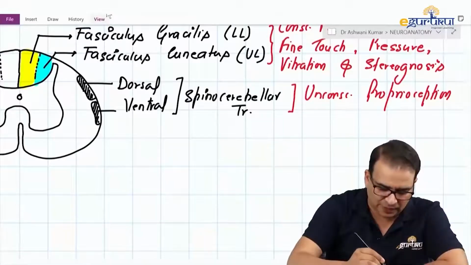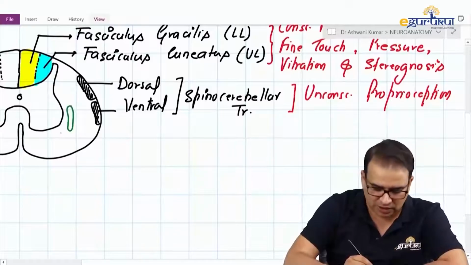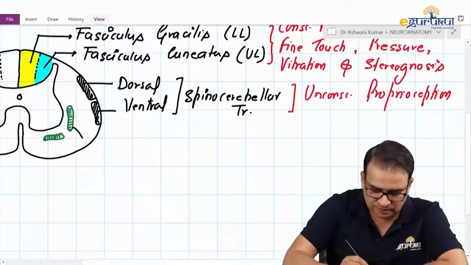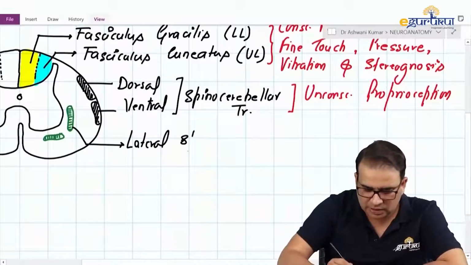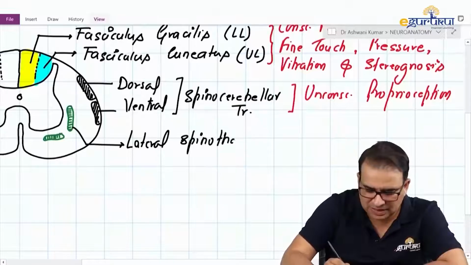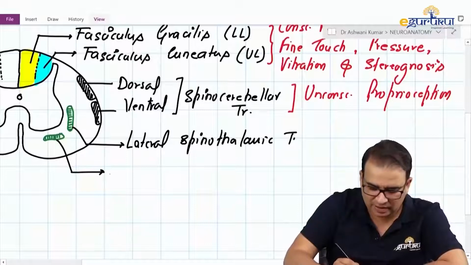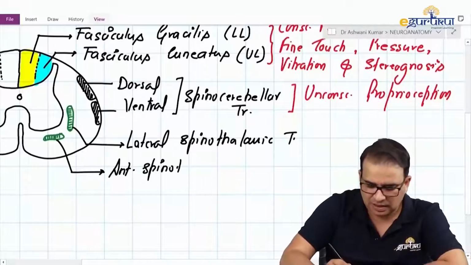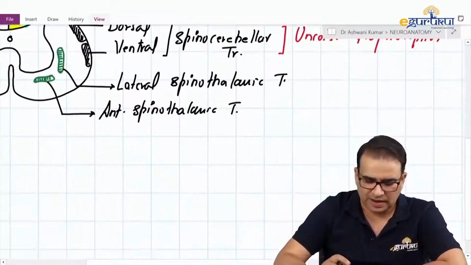And finally, we have a tract present partly in the lateral aspect of the white matter of the spinal cord, and partly in the anterior. And that's how they're named also. This one is present toward the lateral side, so we call it lateral spinothalamic tract. This goes to the thalamus. And this one is present ventral or anterior, so we call it anterior spinothalamic, or you can say ventral spinothalamic tract. Lateral and anterior spinothalamic tract.